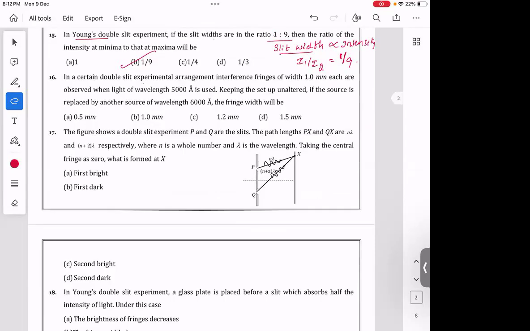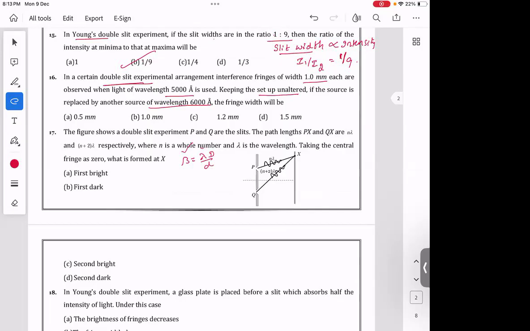In a certain double slit experiment, the fringe width is found to be 1 millimeter for a wavelength of 5000 angstrom. Keeping the setup unaltered, another wavelength of 6000 angstrom is used. What will the fringe width be? What is the formula for the fringe width, student? Fringe width is nothing but lambda capital D by small d.